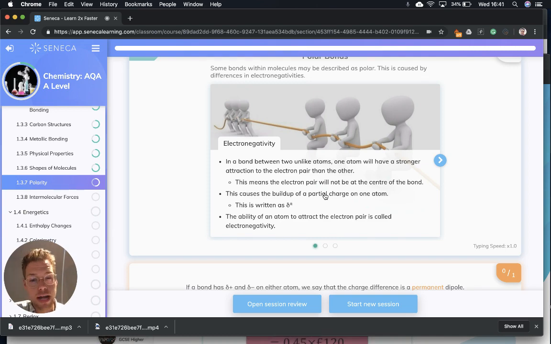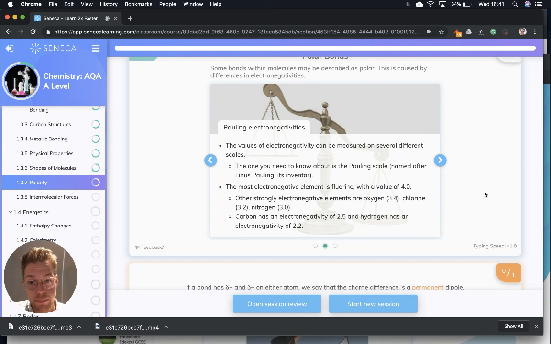The ability of an atom to attract the electron pair is called electronegativity. The value of electronegativity can be measured on several different scales. The one you need to know about is the Pauling scale, named after Linus Pauling, the inventor of the scale.